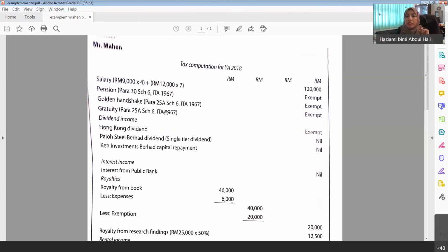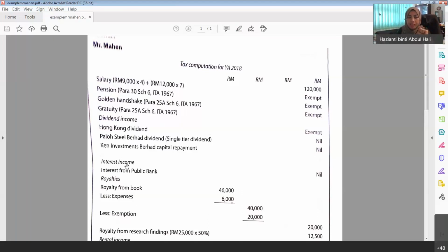The gratuity is exempted. Right, go back to our employment income, and if this person retires according to the mandatory age, these are all exempted. Alright, and then he gets dividend income, okay, from Hong Kong. Hong Kong dividend exempted, right? Remember, all dividends are exempted, but I still have to put here the types of dividend. Palusti Berhad, exempted. Unit trust investment also exempted, right? So all the dividends are exempted.